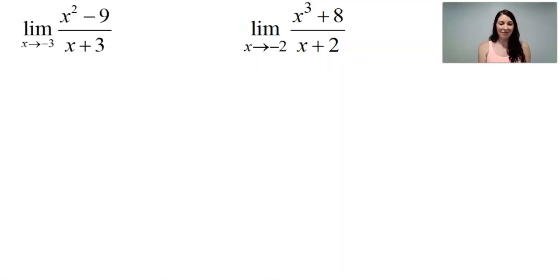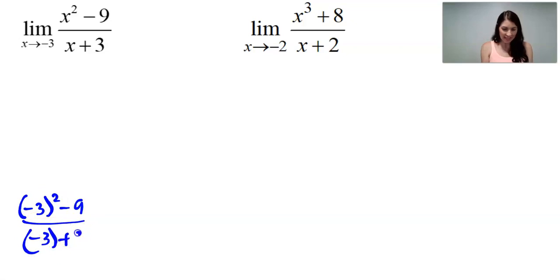In this problem, we have the limit as x approaches -3 of (x squared minus 9) over (x plus 3). Once again, you guessed it, direct substitution is always how we should start a limit problem. If I directly substitute in -3, you can see that I would end up with 0 divided by 0. Once again, the indeterminate form.